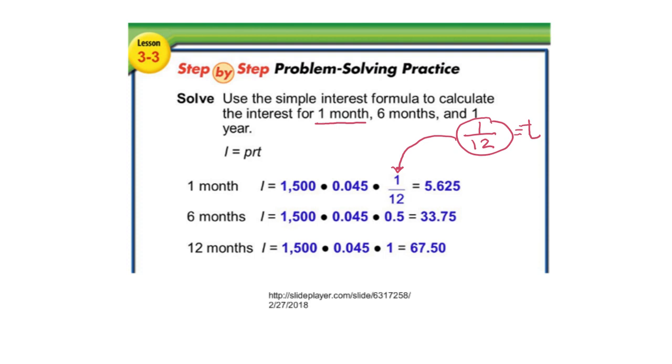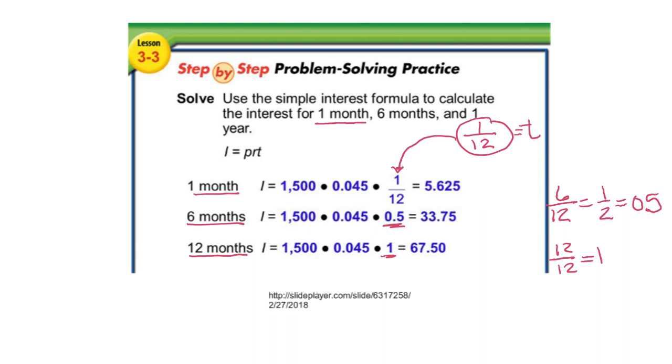And then if you do 6 months, we just did 1 month, now we're doing 6 months. So 6 months is going to be 6 months out of the total 12 months. And you see that's going to give you 1/2 or 5/10. And that is what they're using here on that second equation for simple interest. Then of course, if you have 12 months, 12 months divided by 12 months is just going to give you 1 whole year. And this is where they get the 1 from.